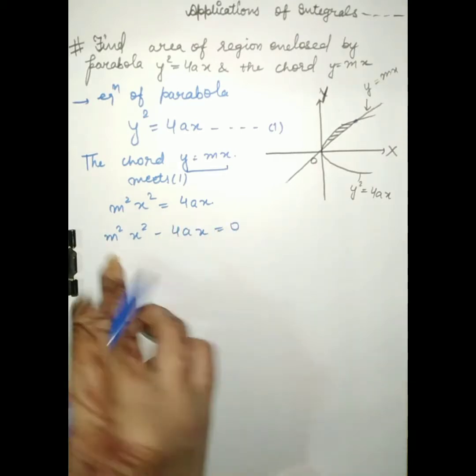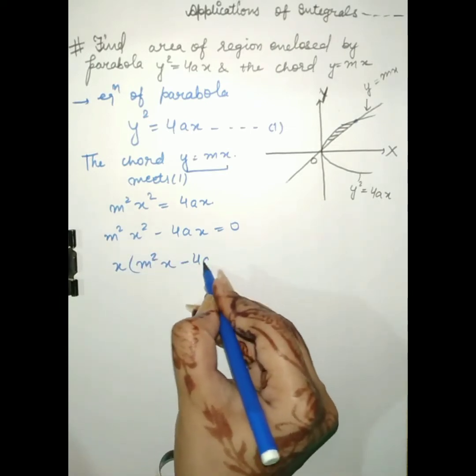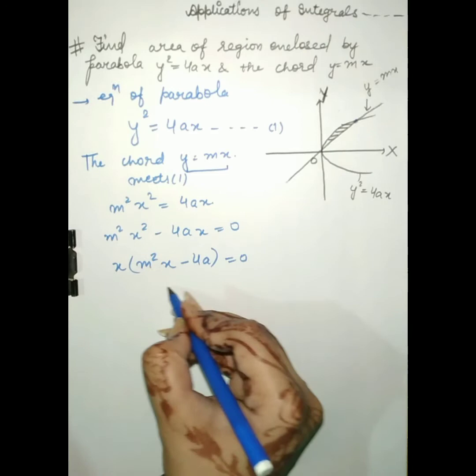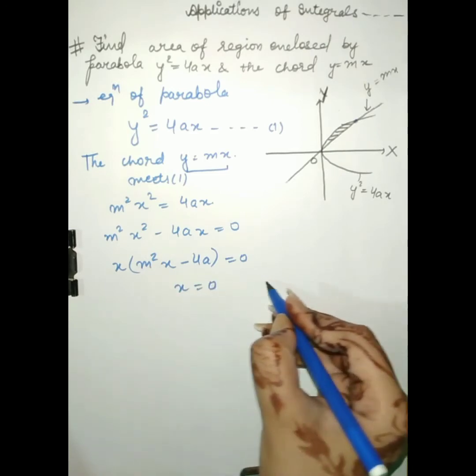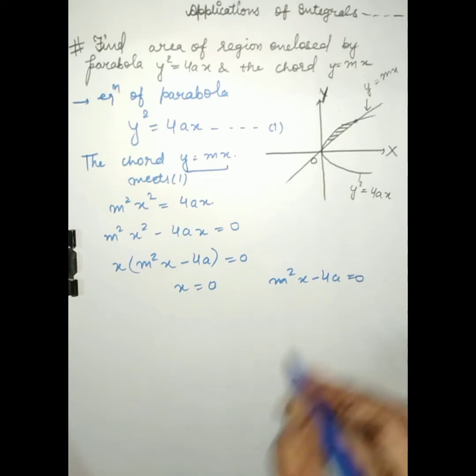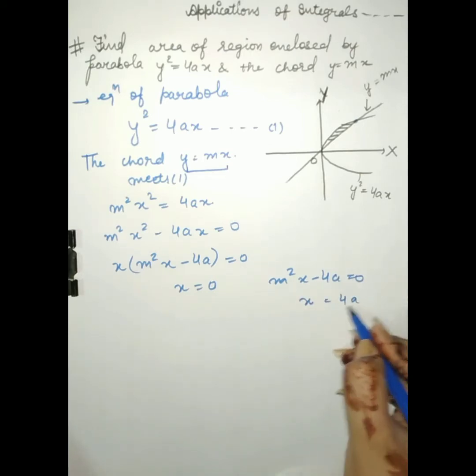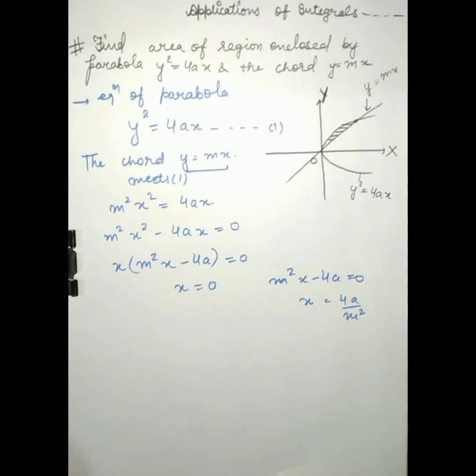Now if we take x common, then we get x into (m square x minus 4a) equals 0. From this equation x becomes 0 and m square x minus 4a equals 0. From this, x becomes 4a upon m square.